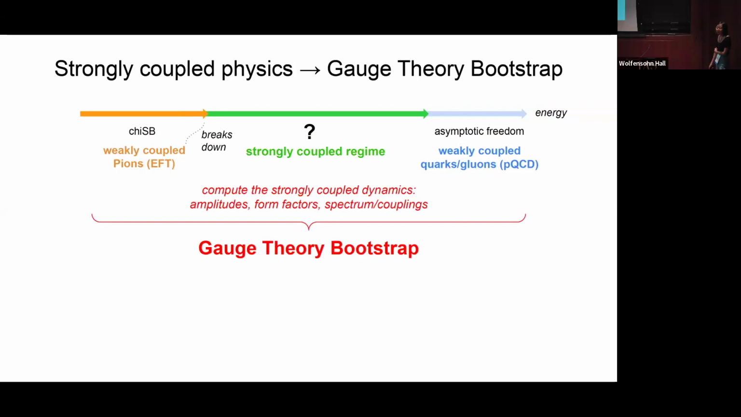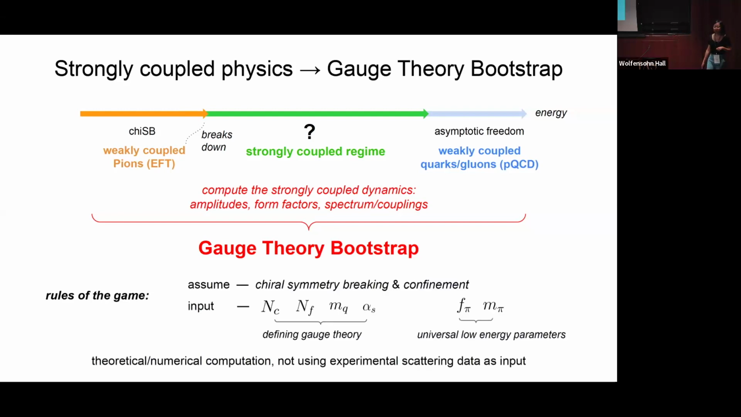To solve this problem, we propose a gauge theory bootstrap approach that allows us to bridge this strongly coupled gap and connect all three energy regimes, and also allows us to compute strongly coupled dynamics like amplitudes, form factors, and couplings and the spectrum. The rules of the game are the following.